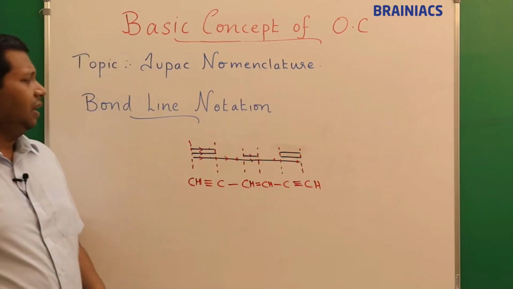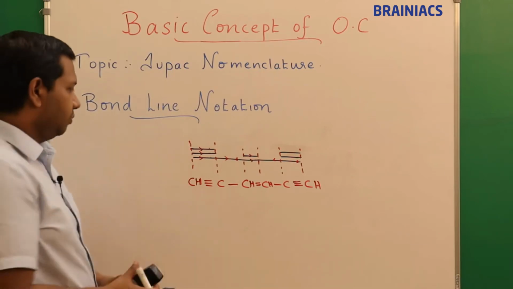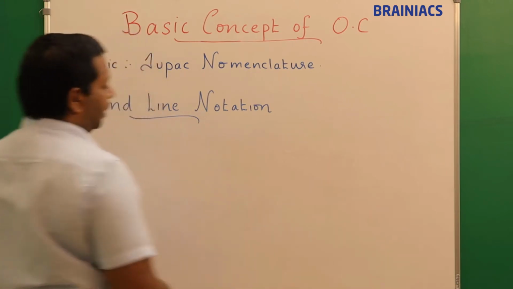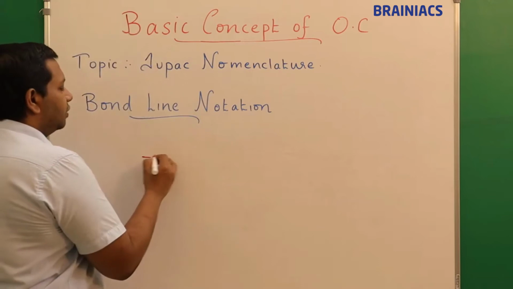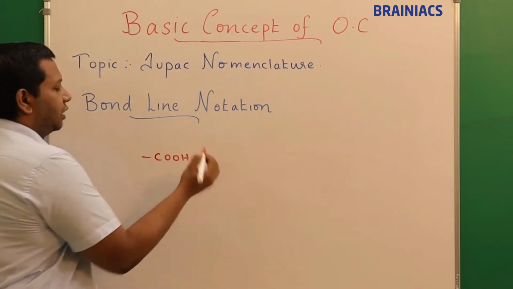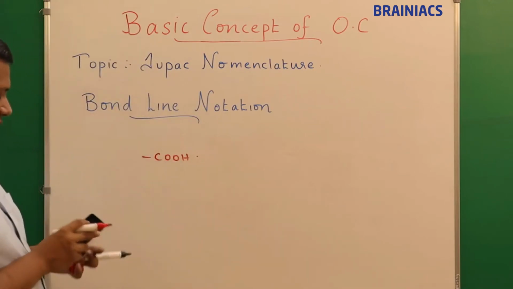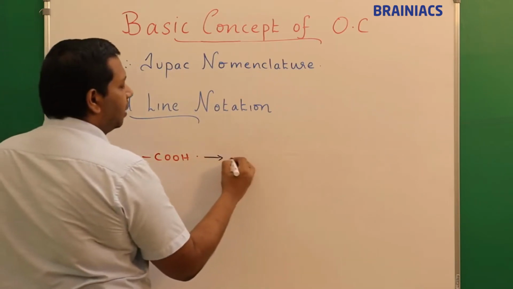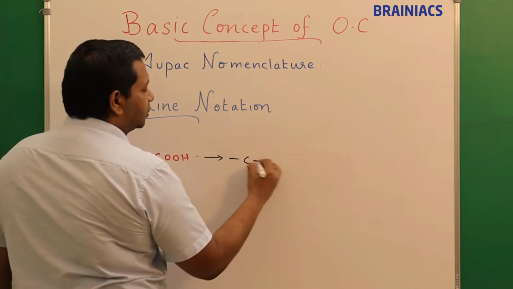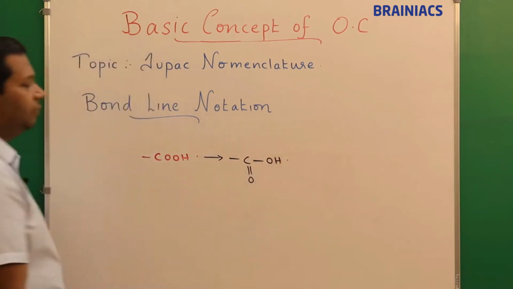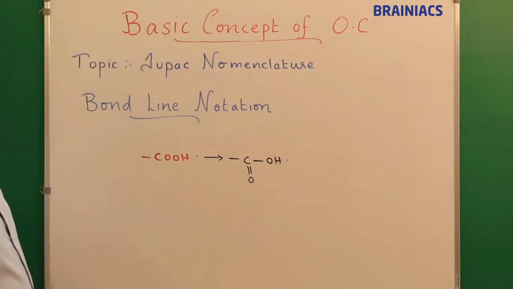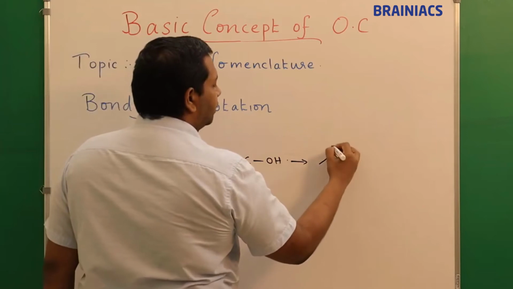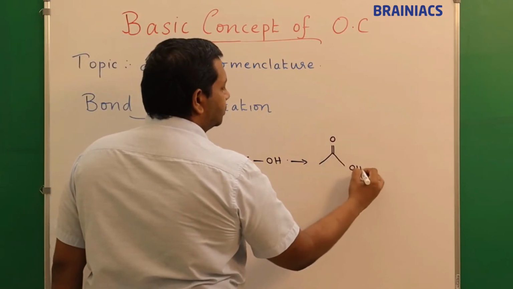Okay. Then another important thing: sometimes they will represent the functional groups also in bond line notation. For example, you know this is carboxylic acid, COOH, correct? Now this can be represented in a different way. Sometimes they represent this by C double bond O, then OH. This is one way of representing. The same way they can use it here also in bond line notation. They will use it like this, C double bond O, OH.